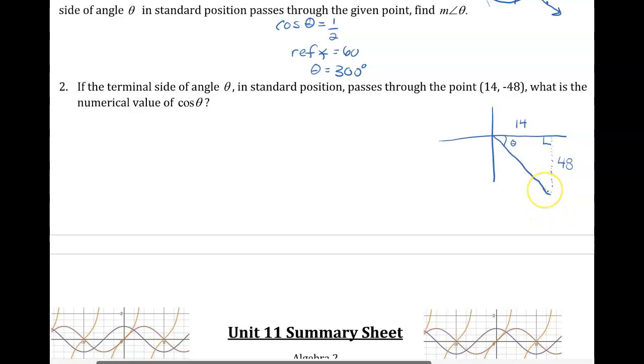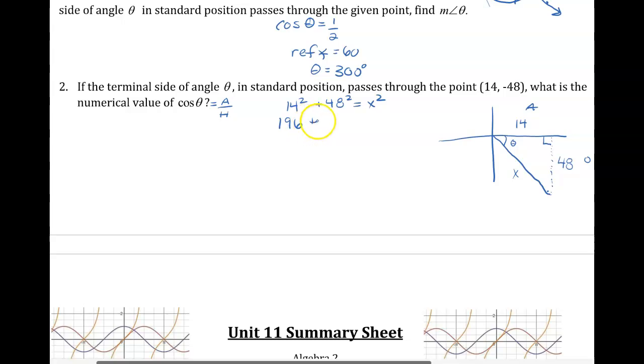So we want to figure out what cosine is. Now we know cosine is equal to adjacent over hypotenuse. We know the opposite side. We know the adjacent side. We don't know the hypotenuse. So again, we're just going to use that Pythagorean theorem to find our hypotenuse. We have the 2 legs. So I'm going to do 14 squared plus 48 squared equals that hypotenuse squared. 14 squared, that gives us 196.